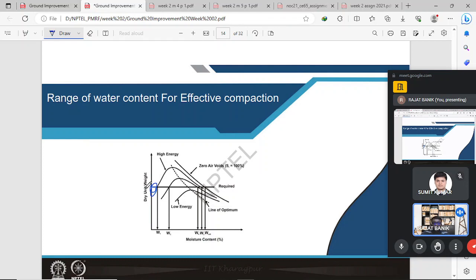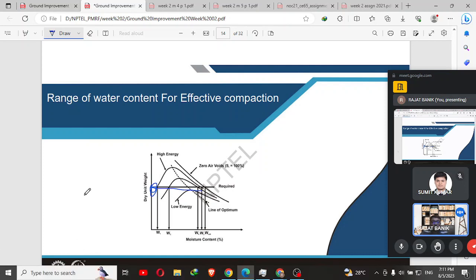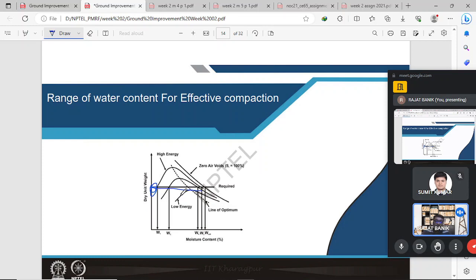And if we draw a horizontal line like that, we see that the horizontal line crosses two points on that curve. One is the lower side, another one is the higher side. That is, one is the dry side and the other one is the wet side of the compaction curve.